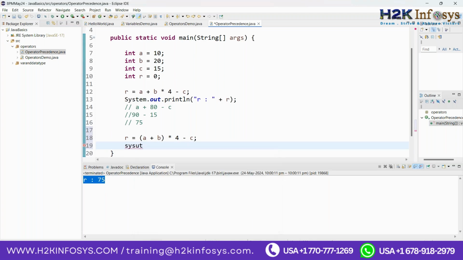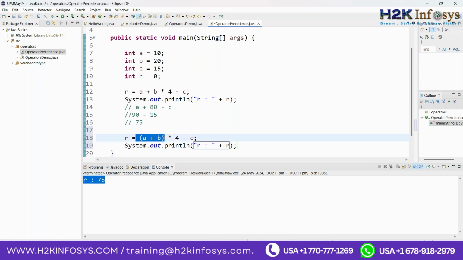Now tell me what would be the value. A plus b, how much? 10 plus 20, 30. 30 into 4? 120. 120 minus c value? 15. 105. This is what I wanted. So if I want that expression, is this a valid expression? Though it appears like whatever I wanted, it is not the correct way without parentheses.